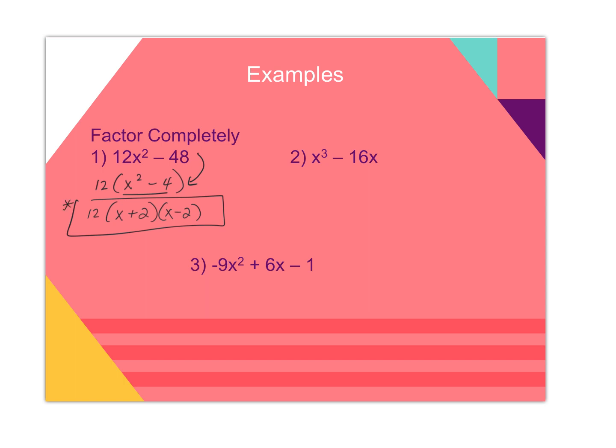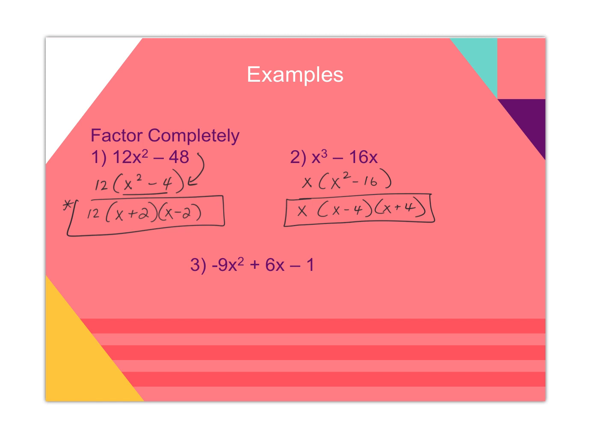So we go to number 2, same thing. We see that there's a GCF of x, which leaves us with x squared minus 16. And then again, we ask ourselves, can x squared minus 16 be factored more? And yes, it can be, because it again is a difference of two squares. And so it's x minus 4, x plus 4. And so this is the final answer.